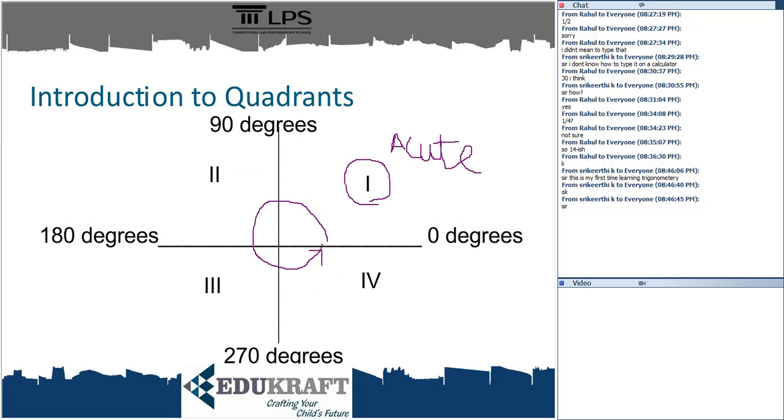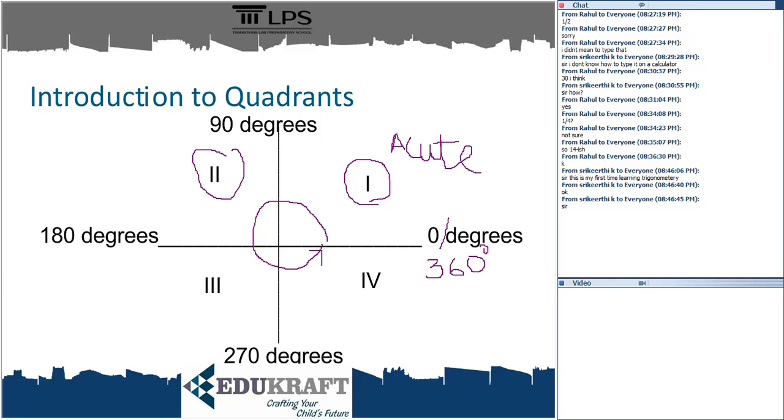Okay. If you are in the second quadrant, then your angle is going to be between 90 and 180, and that's why it's going to be an obtuse angle. And if it is between 180 and 270, it is going to be a reflex angle. And then it is going to be between 270 and 360, because you're moving anti-clockwise. So if you complete one full circle, it is going to be between 270 and 360.